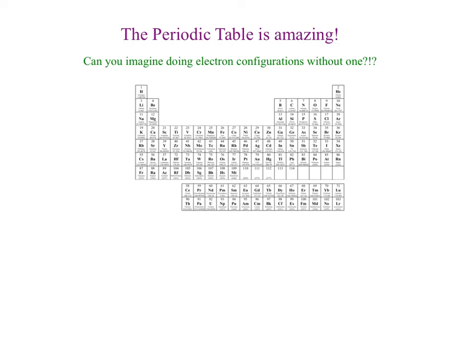This is the Chem 1 lecture over the introduction of the periodic table. So we just finished Unit 4 where we were writing electron configurations. And can you imagine not having a periodic table?